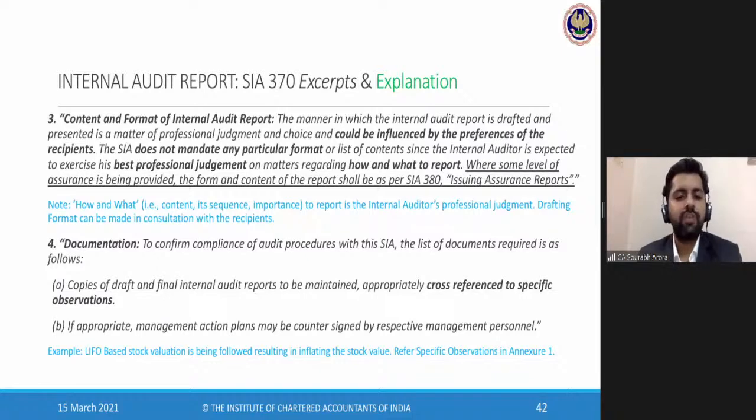Then the copies of draft and final audit reports are to be maintained appropriately, with cross-reference to specific observations. So write down an observation, write down your process observation, and annex the specific transactions on the basis of which you are making that observation. And if appropriate, the management action plan may be countersigned by the respective management personnel. So take confirmation from them on the management action plans, on the corrective actions only. For example, LIFO-based stock valuation is being followed, resulting in inflating the stock value. Refer to the specific observation in the next one. This is one of the examples of an observation.